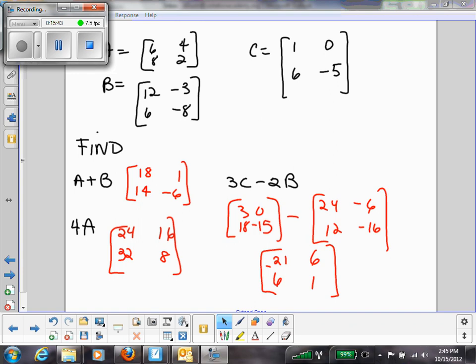Okay, so how do we do? Did you get it right? 18, 1, 14, negative 6 for A plus B. Then it told you to multiply everything by 4. So 24, 16, 32, and 8. Right? Show me some work on this last one. Tell me what 3C and 2B are. Write those matrices down and then tell me what 3C minus 2B is. Okay, so you've got to show me a little bit of work on some of this. Okay, anybody got a question or didn't get it to work?